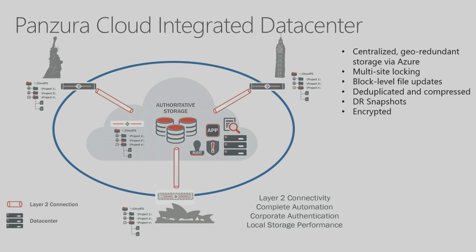So if I'm an engineer in New York, I can open my file off of the local controller. If it exists there partially or doesn't exist at all, it pulls down those blocks from the authoritative storage, Azure Blob Storage, to that controller. It's been compressed, deduplicated, and encrypted. I'm opening it now off the LAN in real time.